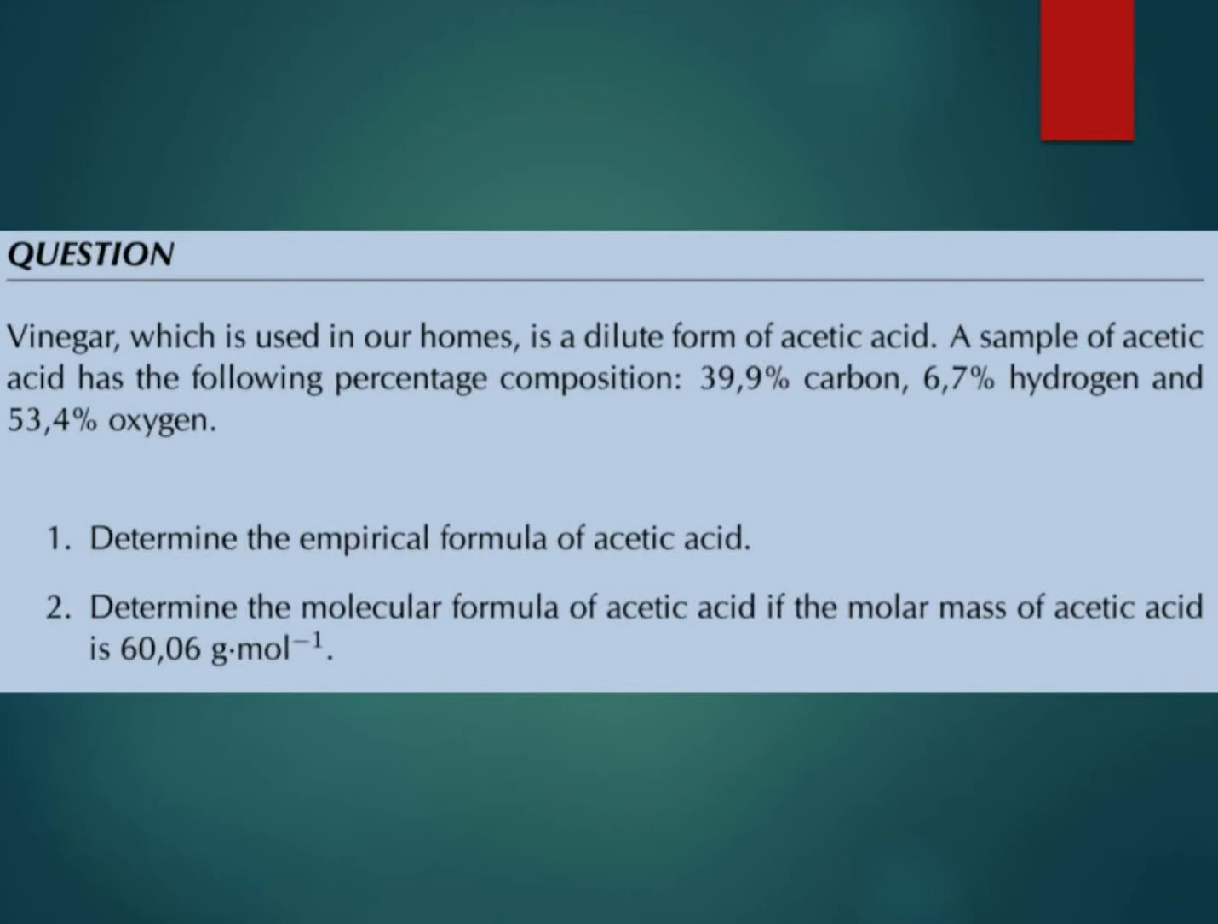So let's do that as an actual example. They say vinegar, which is used in our homes, is a dilute form of acetic acid. A sample of acetic acid has the following percentage composition: 39.9% carbon, 6.7% hydrogen, and 53.4% oxygen. Number 1: determine the empirical formula of acetic acid. Number 2: determine the molecular formula of acetic acid if the molar mass of acetic acid is 60.06. So let's begin.